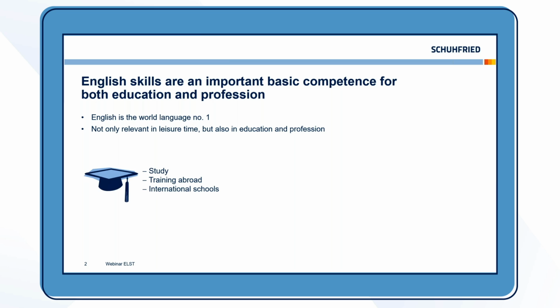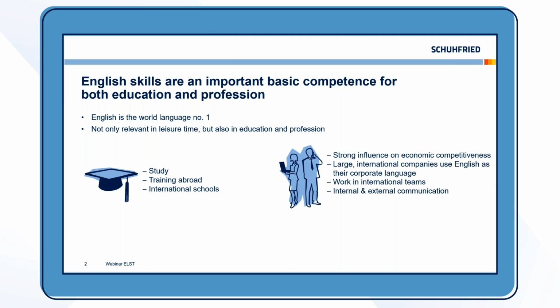English is the language of science, so during your studies, English skills are very important for reading scientific literature or exchanging ideas with students from other countries. If you go abroad for your studies, you need English anyways. In a professional context, English language skills have an influence on economic competitiveness. In large international companies, English is often the only language spoken. People work in international teams and customers come from different countries. So English is often the only possibility for a common international, internal and external communication.